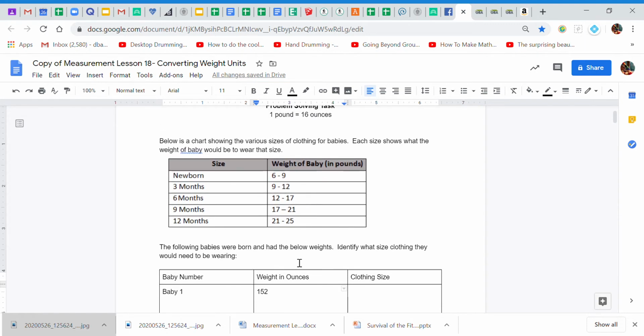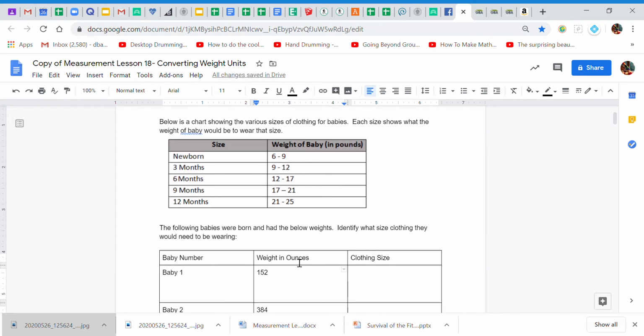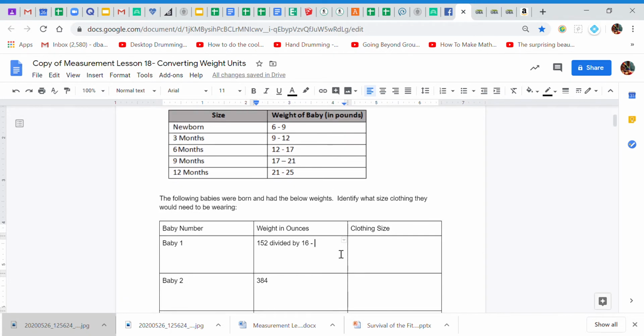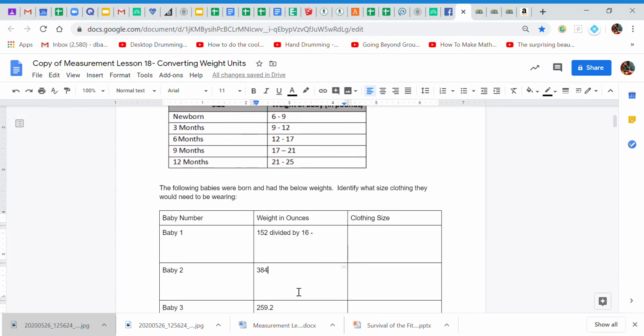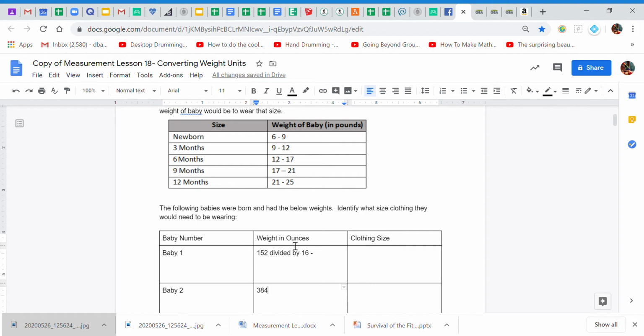That means you're putting them into groups. To put into groups, you need to divide. So 152 divided by 16 will tell you the pounds. Once you have an idea of the pounds you have, you know between what whole numbers you're in, you can find the clothing size for the baby. So this same strategy will work for all of these questions. And again, we're turning ounces into pounds.